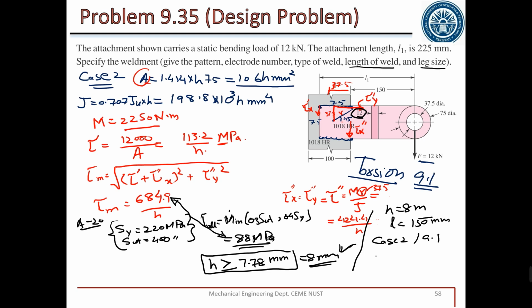So we will be using electrode E60XX, which has a yield strength of 345 and ultimate strength of 427. So this is the selected electrode for this specific problem. So this is how we solve design problems.